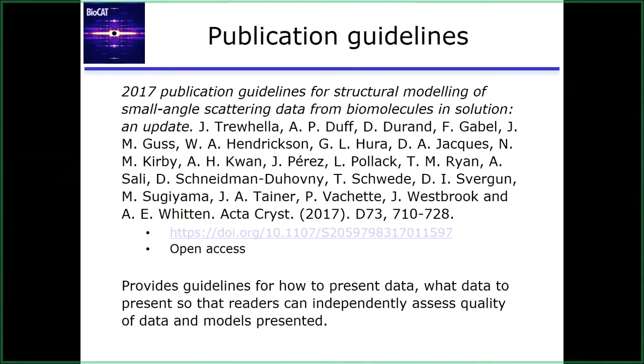I put up the citation here in full. So this was published in 2017. It's Publication Guidelines for Structural Modeling of Small Angle Scattering Data from Biomolecules in Solution. And it was really driven by Jill Trewhella, but a number of people in the community collaborated on this to put together what they saw at the time as kind of the best practice guidelines for publishing SAXS data in a way that presents it transparently, and so the readers can accurately evaluate what you've done.